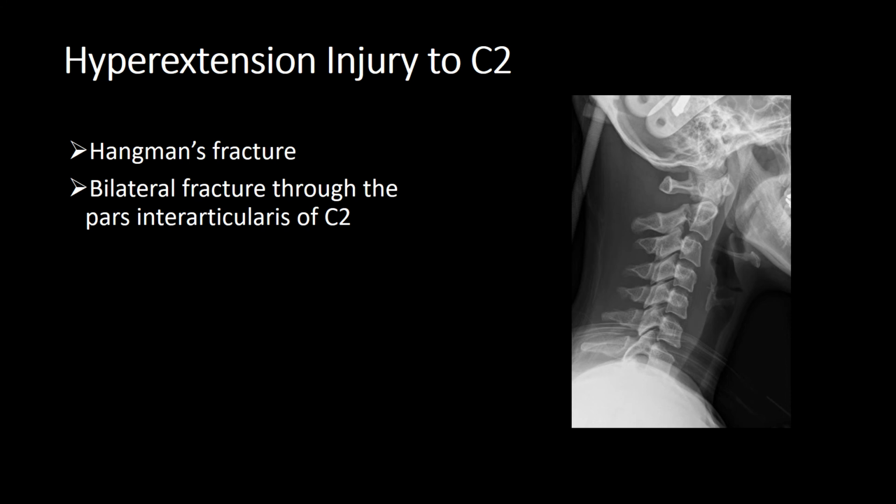So another very common fracture in the cervical spine is a hangman's fracture. Although to be honest, it should really be a hanged man fracture rather than hangman's. And it's caused by a hyperextension injury, classically from a hanging, as you can imagine. And you get a bilateral fracture to the pars interarticularis of C2. Okay. This is a very unstable injury, so it's important to pick it up.